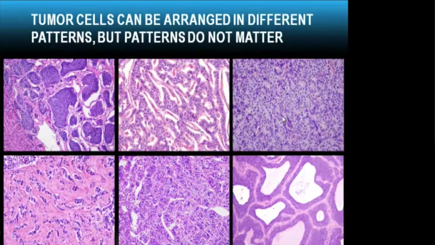So tumor patterns do not matter either. They will not tell you where the tumor is from, and will not tell you how the tumor will behave. So it does not matter. So usually we will not pay much attention to the tumor cell morphology or tumor patterns in our report.